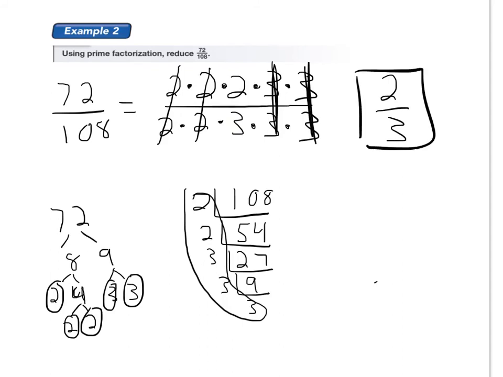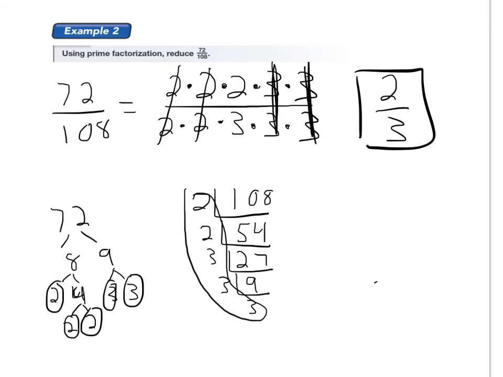Okay, now you might be thinking, well, Mr. Ayers, that took a long time. It does the first time. The first couple times you're learning, this method takes a long time. However, once you get it down, this method actually goes pretty fast, and it's a pretty efficient way to reduce fractions. Now let's say I would have had on top like 2 times 3 over 3 times 3.